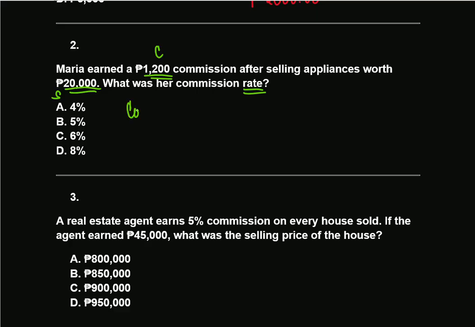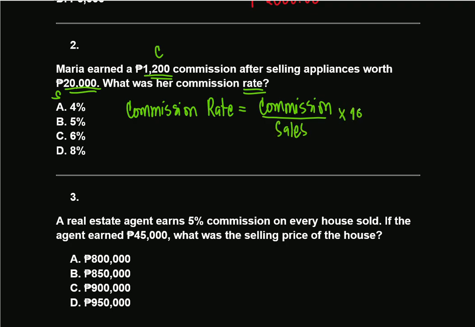So the formula for commission rate will be equal to commission, and then divide by sales, then times 100%. Okay, so from here, we have commission, that is 1,200 over 20,000. And then times 100, since again, we have to change our decimal into percent. So we have 1,200 divided by 20,000, that is equal to 0.6. Okay, so 0.6 times 100, that is 6%.